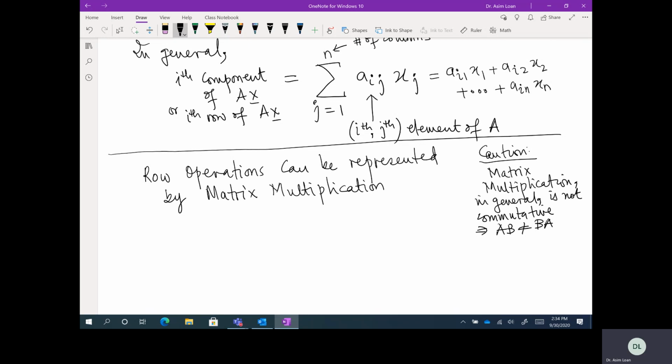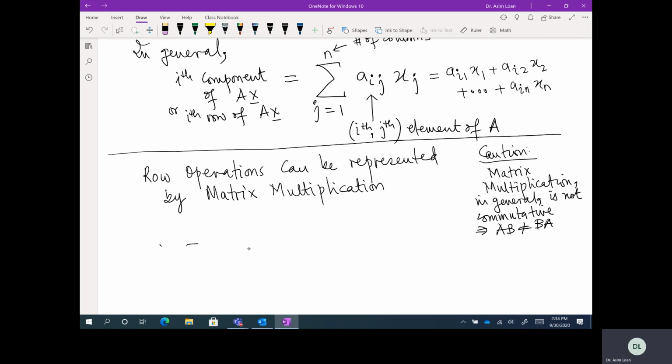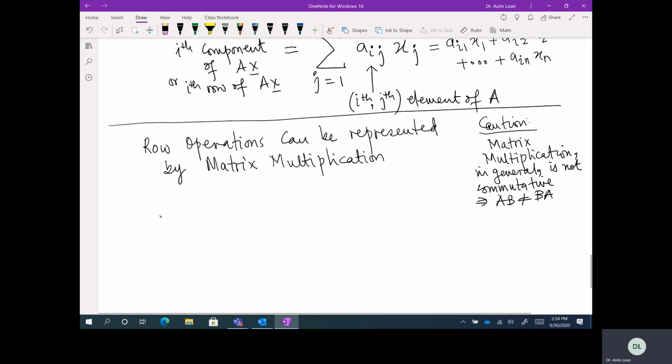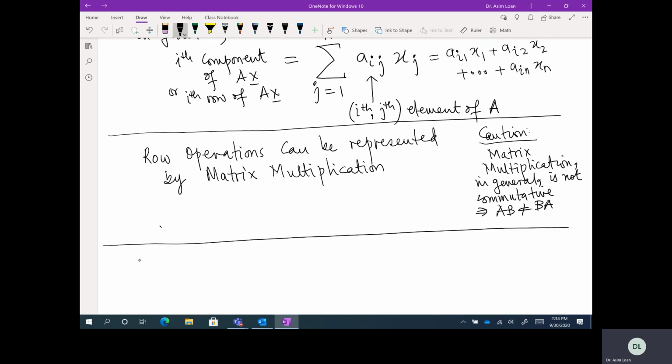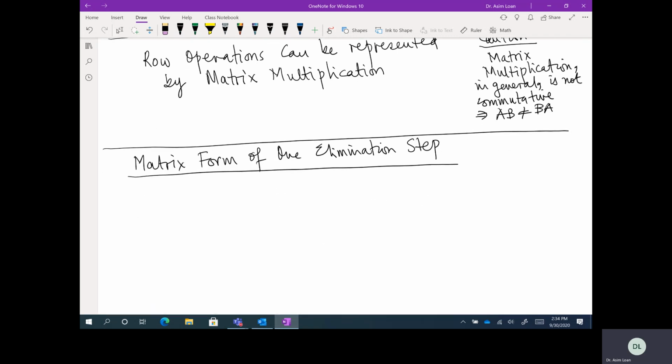So let's do the matrix form of one elimination step. Maybe this looks untidy, maybe I'll do it again. Matrix form of one elimination step. So we'll do one step at a time and then combine all these and then see what happens. Do we get the same answer or not?